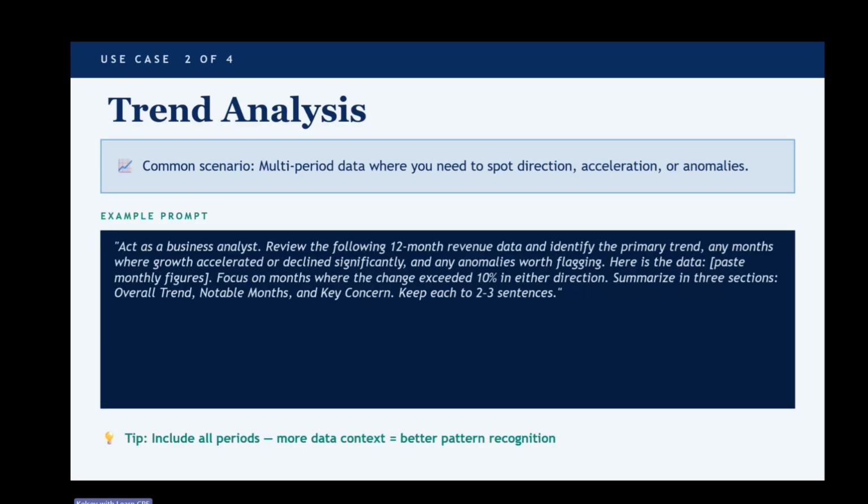And notice how specific we were. Review the following 12-month revenue data and identify primary trends. So we're saying, hey, we want to see the primary trend here and any months where we had high growth or a decline in growth. And then we say any anomalies worth flagging, which is kind of vague actually, but then we're able to say, focus on months where the change from the prior month exceeded 10% in either direction. And so that really keeps it small and keeps it contained, which is what we want to do, be as specific as possible.